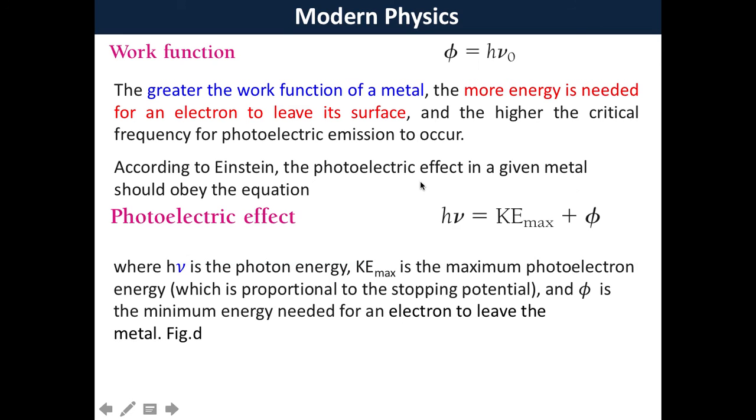According to Einstein, he suggests the equation: h nu, the photon energy, is equal to the maximum kinetic energy plus the work function. H nu is the photon energy, the maximum kinetic energy is the maximum photoelectron energy, which is proportional to the stopping potential, and phi is the minimum energy needed for an electron to leave the metal.